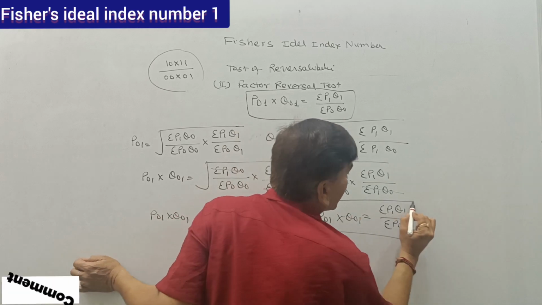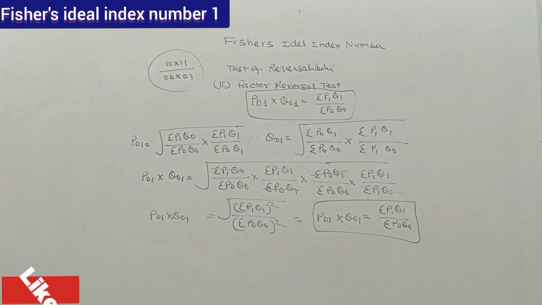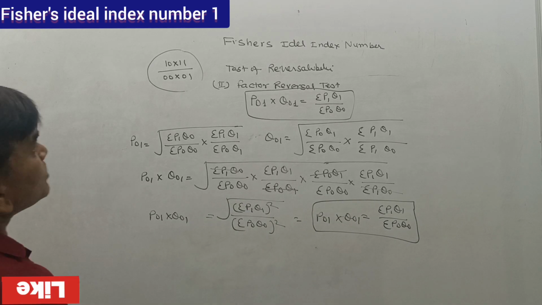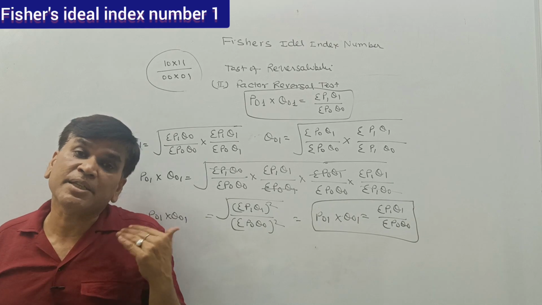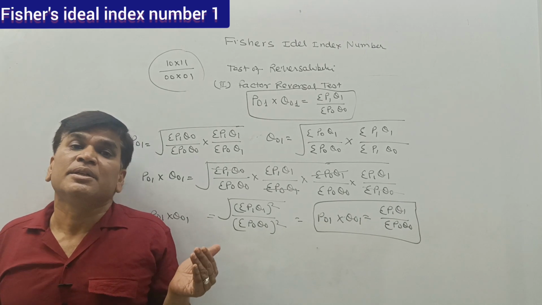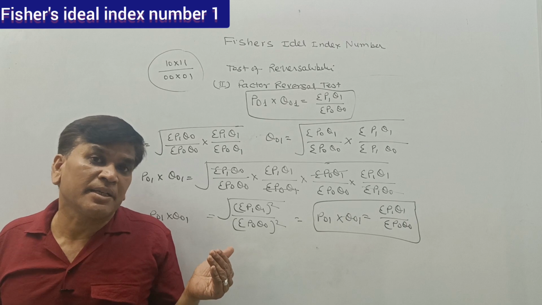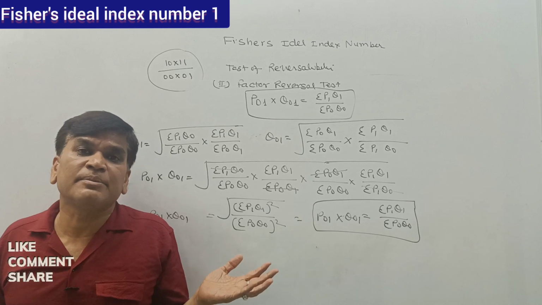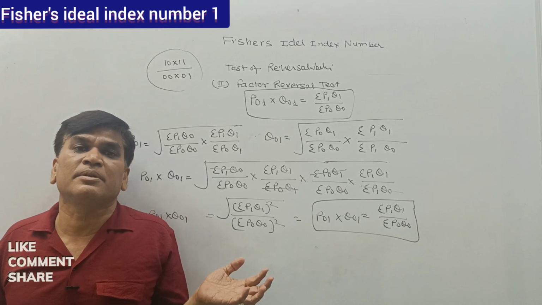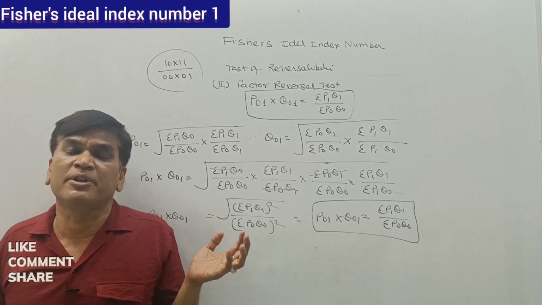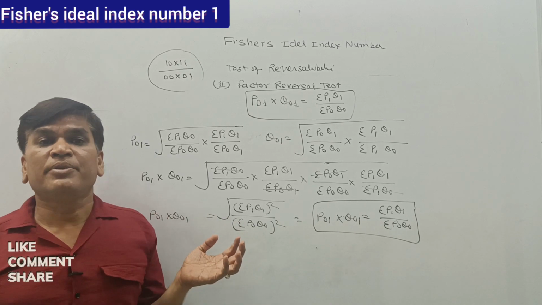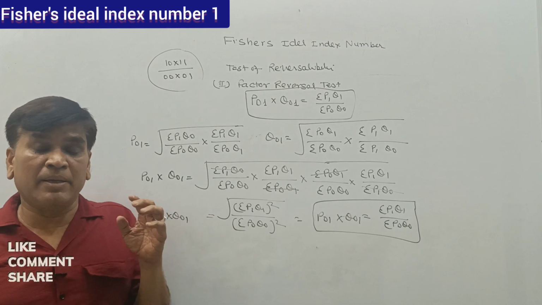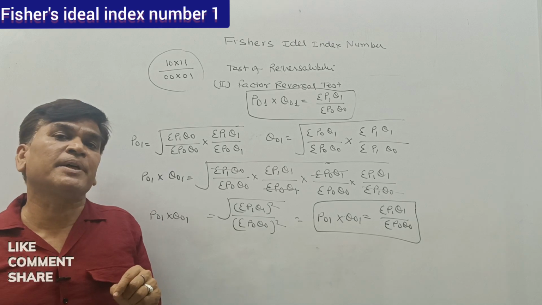So this is called the factor reversal test. And this test is also satisfied by the Fisher ideal index number. So these two major tests are satisfied by Fisher's index number. That's why Fisher index number is called the ideal index number. None of the other index numbers, like we are having Drobisch index number, Paasche index number, Bowley index number, Marshall Edgeworth index number, all these index numbers do not satisfy these tests.